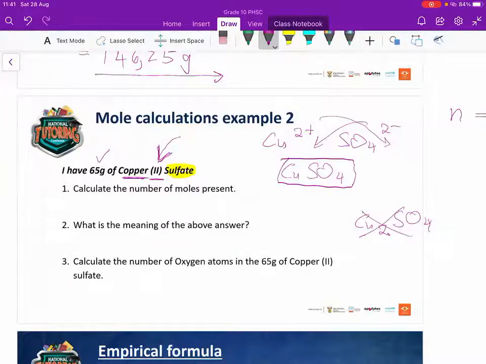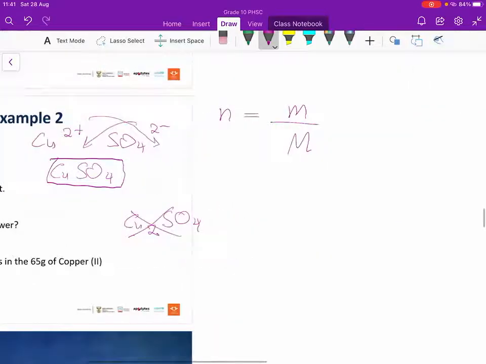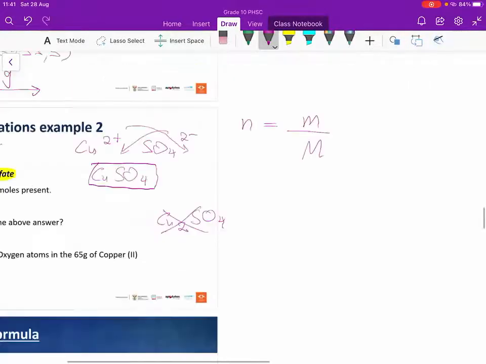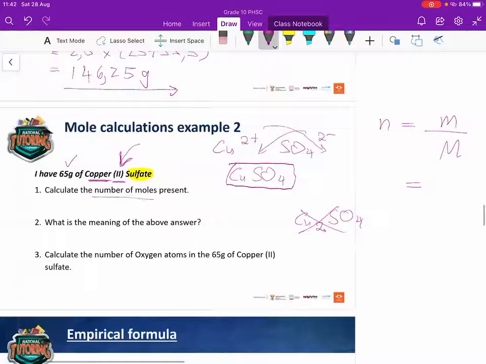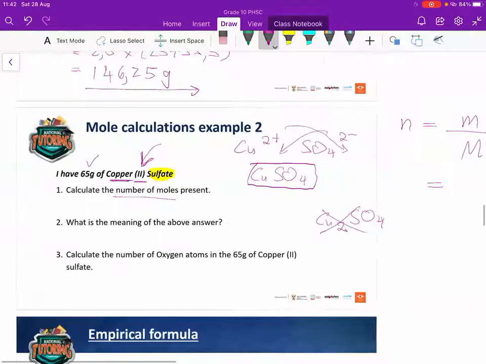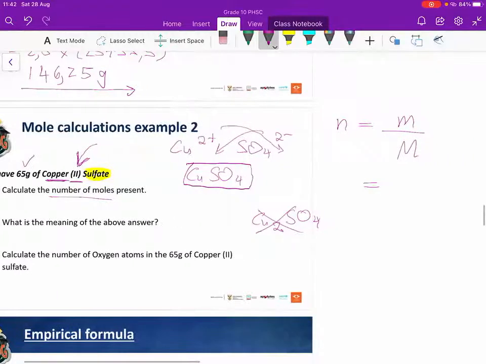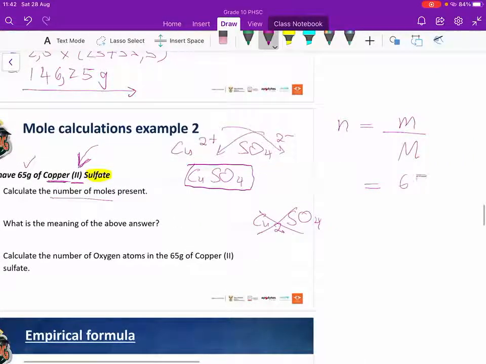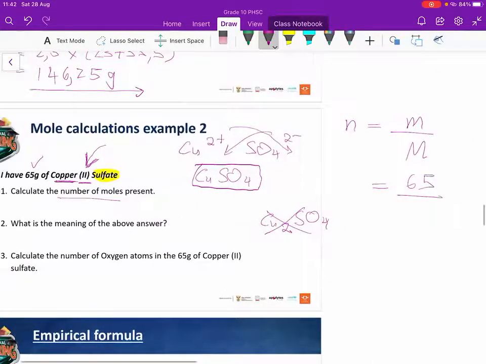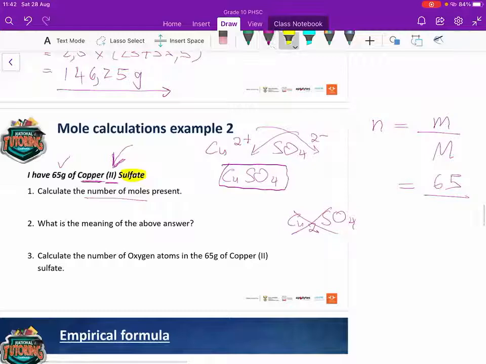Now we know what the formula is. Now we can work out everything we need to work out. Remember, I'm actually working out the number of moles. So all that thinking before we even start the question. Number of moles is mass, which is 65, divided by molar mass. So now I need the formula of copper sulfate. Copper, 1 sulfur, and 4 oxygens.